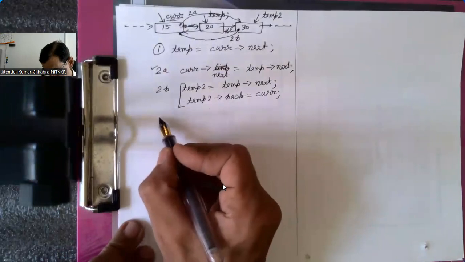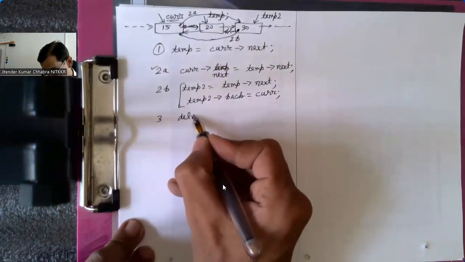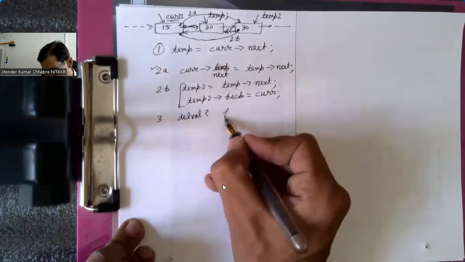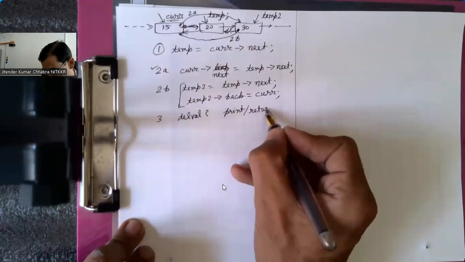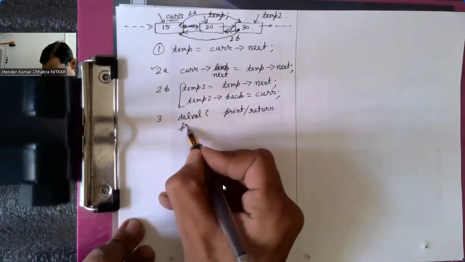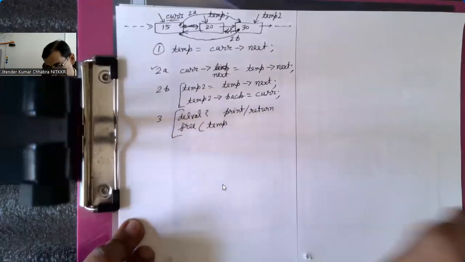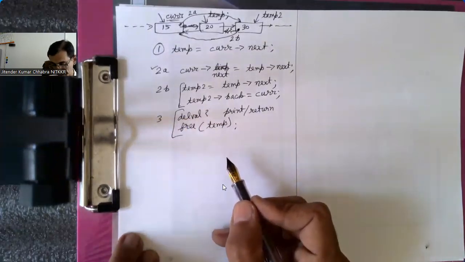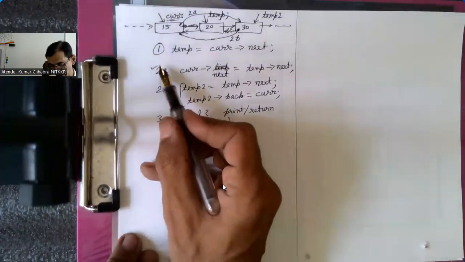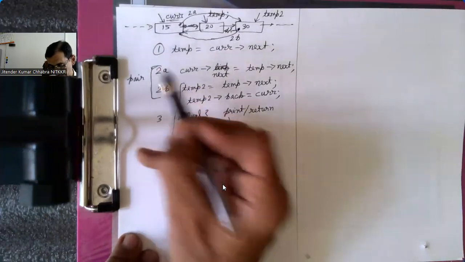Then what is the third step? The third step was, if I needed the DLL to be printed or returned, whatever you wanted to do, that you will handle. And then you will say free temp. Same step, still okay, because temp is pointing there and memory can be freed. So just instead of 2, we had a pair, and the rest everything is same.